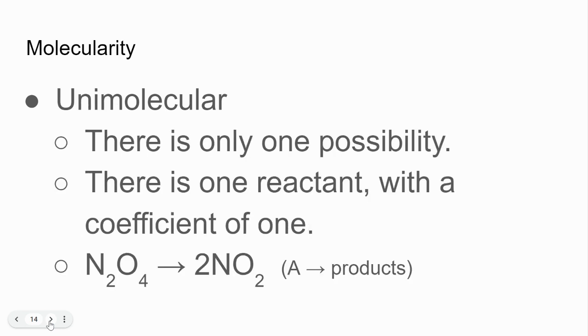For unimolecular, there's only one possibility. That is one reactant with a coefficient of 1. So when we look at this elementary step, dinitrogen tetroxide produces 2 nitrogen dioxides. Again, all we're looking at is the N2O4. All we're looking at is the dinitrogen tetroxide. There is only one reactant there. It has nothing in front of it, so the coefficient is 1. So the sum of the coefficients in that particular equation is 1. It is sometimes summarized as A produces products. In other words, one reactant, one molecule produces all the products.